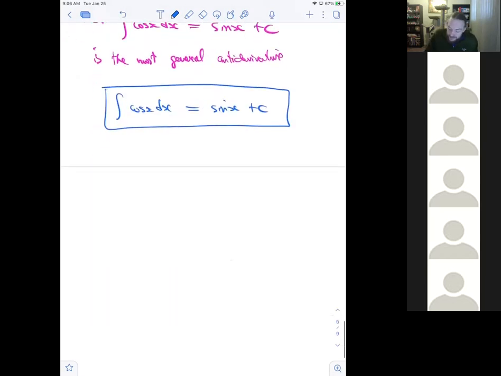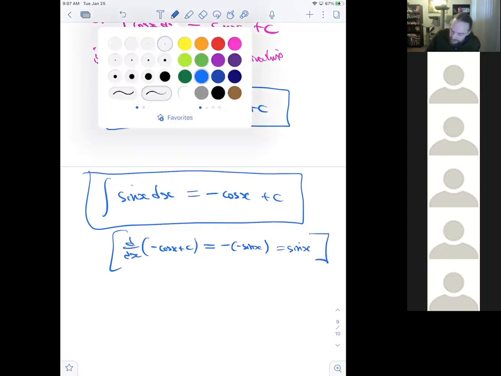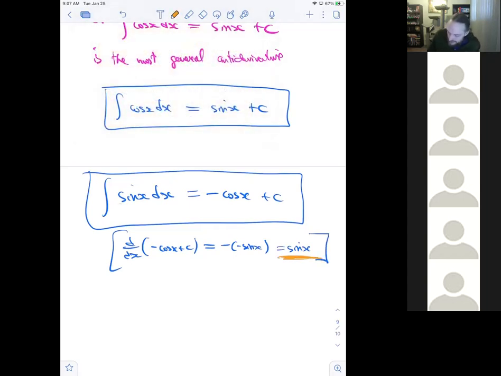Similarly, the integral of sine x dx is equal to what? Negative cos x plus c. Because when I take the derivative, I should get the integrand. The derivative of negative cos x plus c is equal to negative negative sine x plus 0, which is sine x. You should get the integrand. When you take the derivative of the right-hand side, you should get the integrand in the left-hand side. They're inverses of each other.